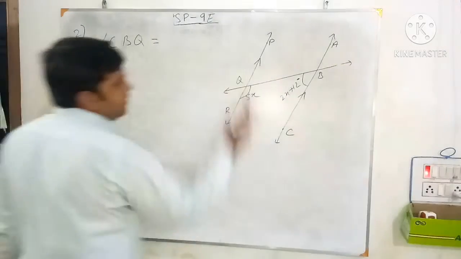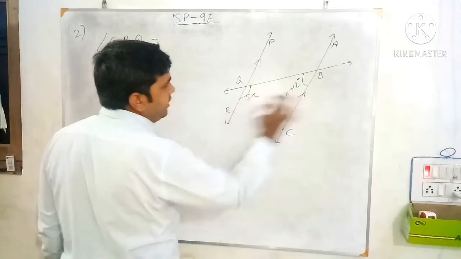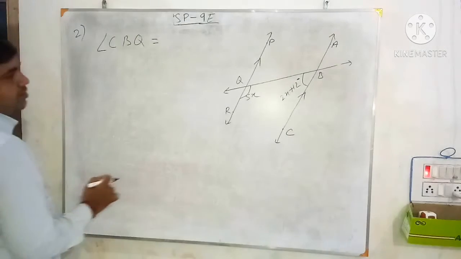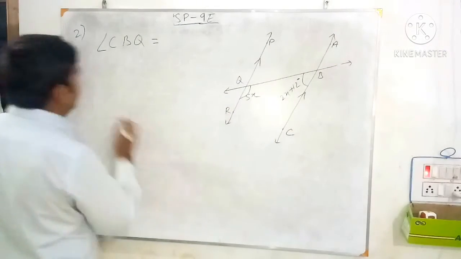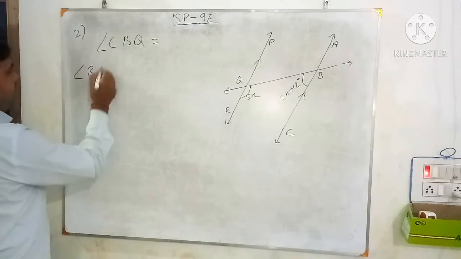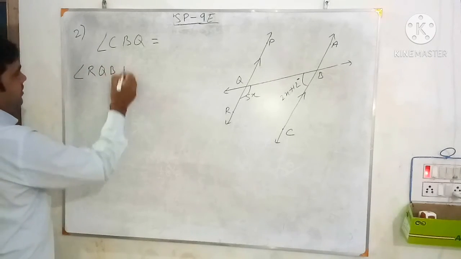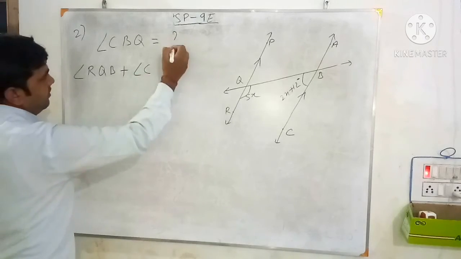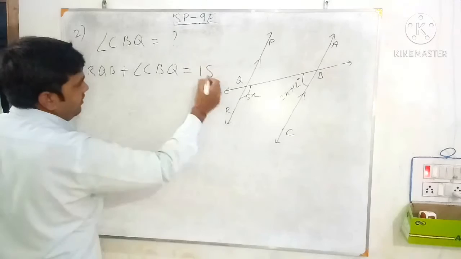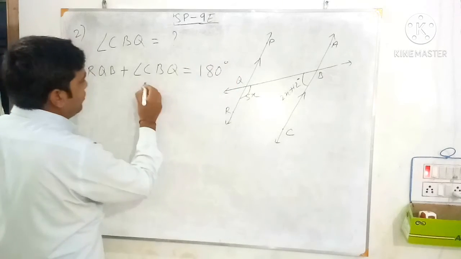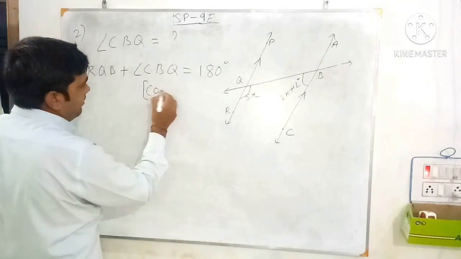Now see, these two lines are parallel. This is the transversal. So these are the co-interior pair, so their sum will be supplementary. So angle RQB plus angle CBQ is equal to 180 degree. Reason: co-interior pair.